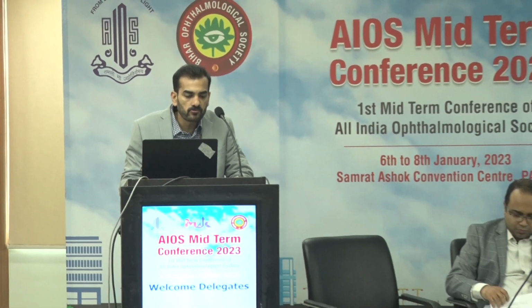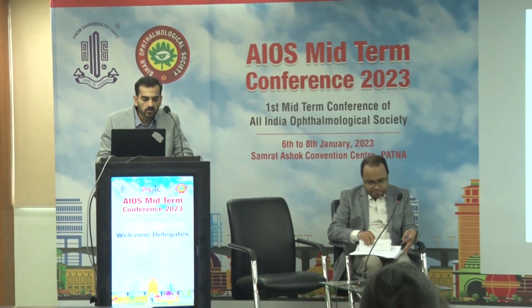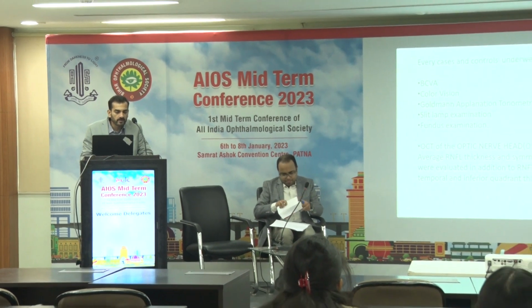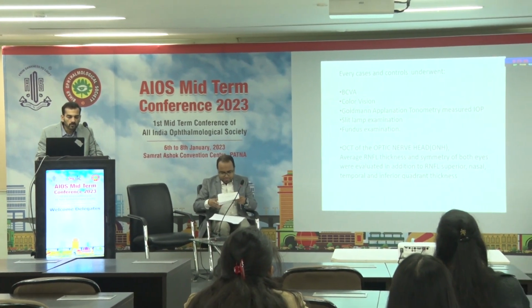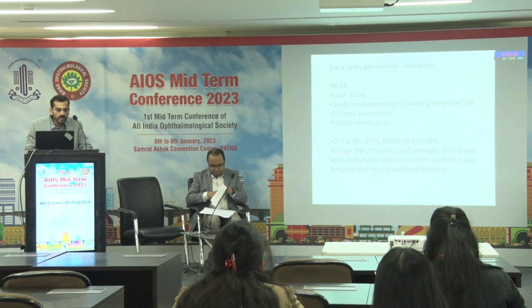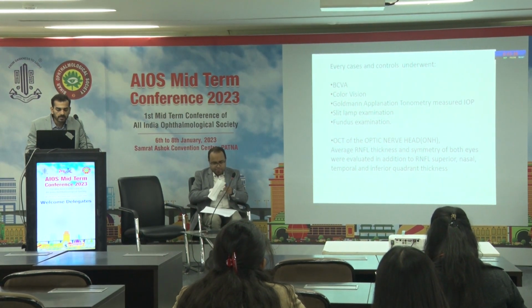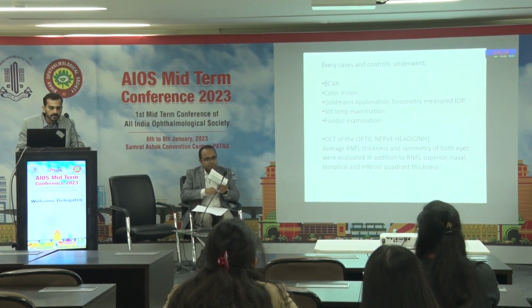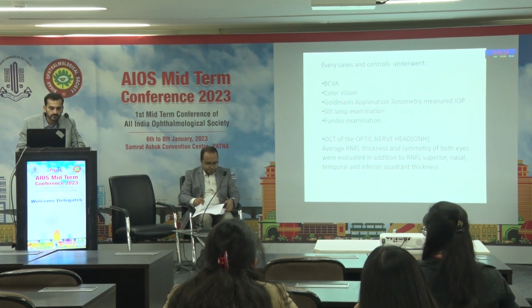Every case and control underwent local ocular examination that included best corrected visual acuity, color vision, Goldmann measured IOP, slit lamp examination, fundus examination. Finally, OCT of the optic nerve head was performed to evaluate the average RNFL thickness and symmetry of both the eyes, in addition to the RNFL superior, nasal, temporal, and inferior quadrant thickness.